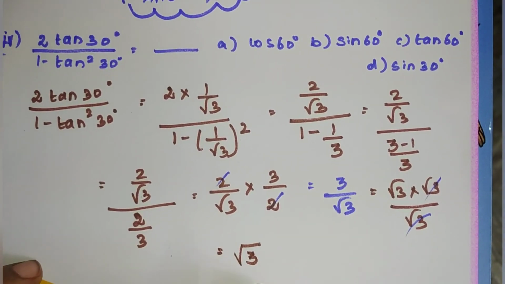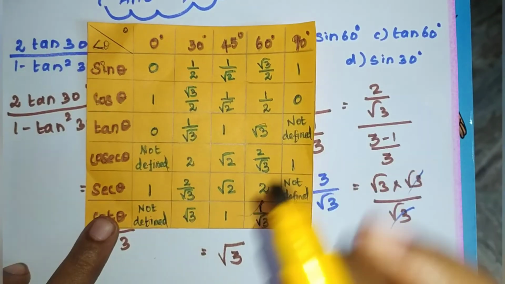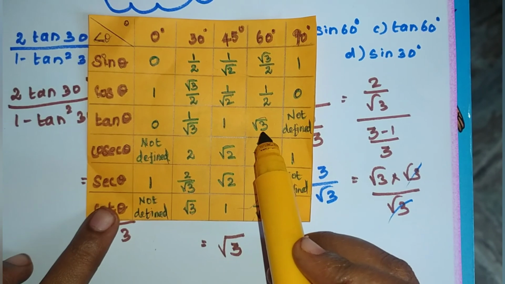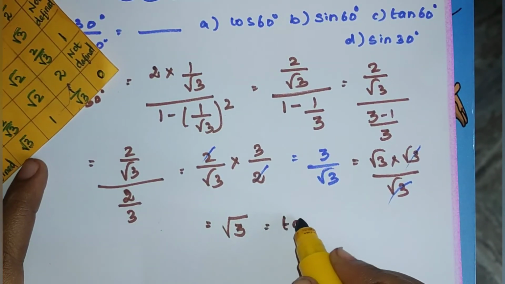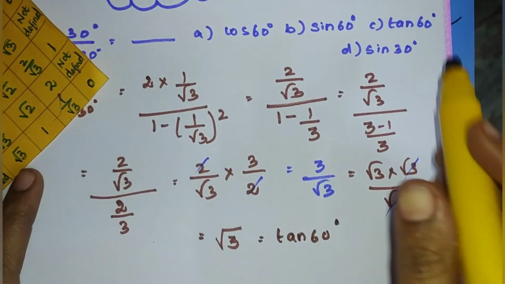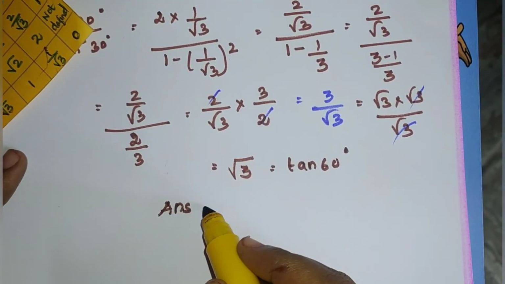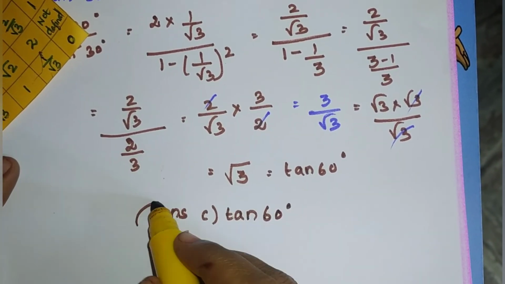When will we get root 3? Where is the root 3? Here. Tan 60 degree. So the answer is tan 60 degree. Option C, tan 60 degree.